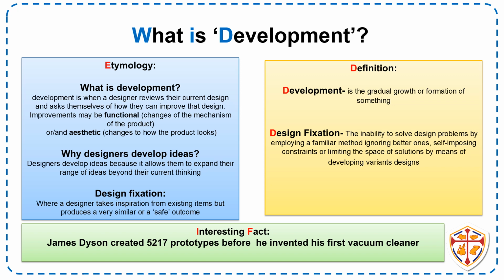For example, there are many chairs that have 4 legs because those designers are fixated that a chair must have 4 legs. But why is that? Who said chairs must have 4 legs? As a designer, can you think of any strategies you can utilize to help you keep your ideas fresh? Interesting fact, James Dyson created 5,217 prototypes before he invented his first vacuum cleaner.